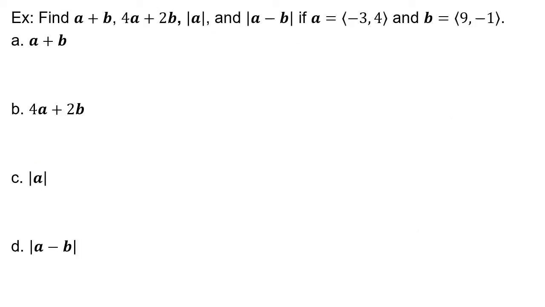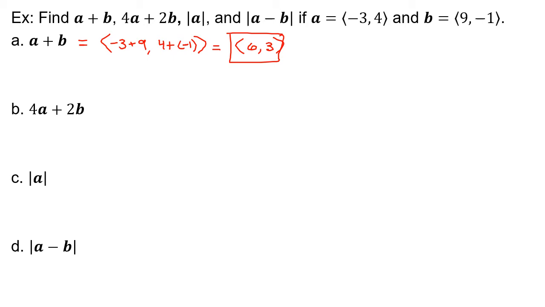And so that's what we'll do here. We're going to add them, the A plus the B, the 4A plus 2B, the absolute value of A, which is the magnitude, and then the magnitude of A minus B, and figure that out for the vectors -3, 4, and 9, -1. So if I add them, all I'll get is -3 plus 9 and 4 plus -1. And so that is 6, 3. Pretty easy, hopefully.